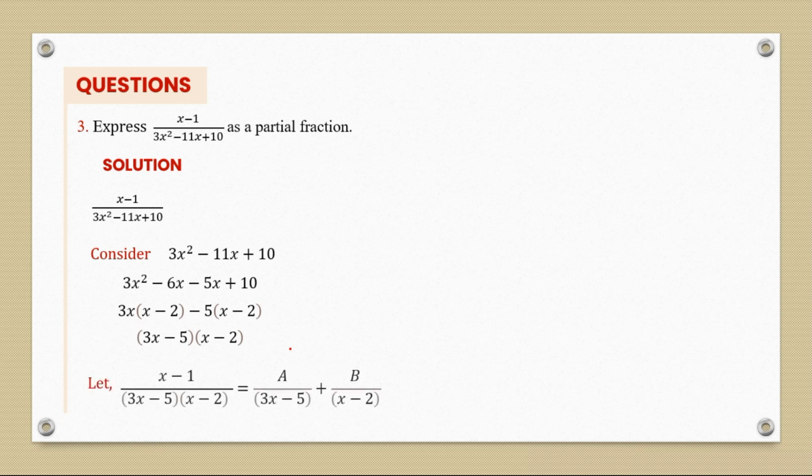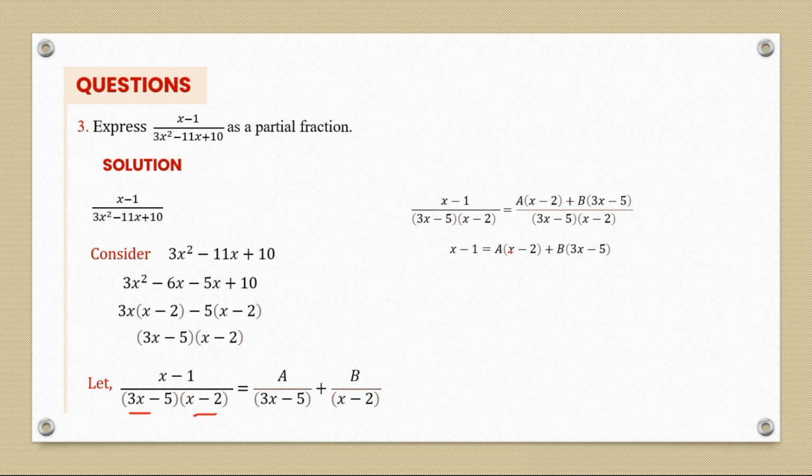So that means we can let the fraction be equal to a over 3x minus 5 plus b over x minus 2. Now this is how they look in linear factor form. When we find the LCM, this is what we end up having. Now we can say that these denominators cancel and we are left with that. So now what values can we use to find the value of b?